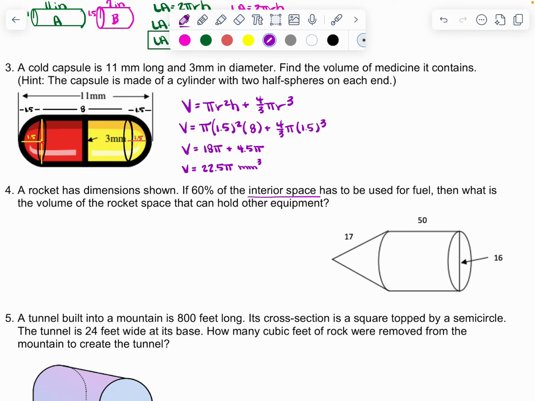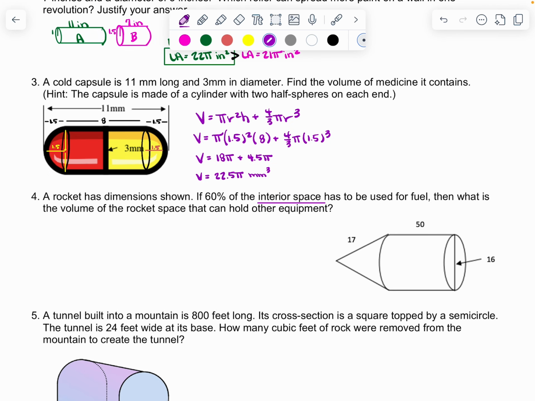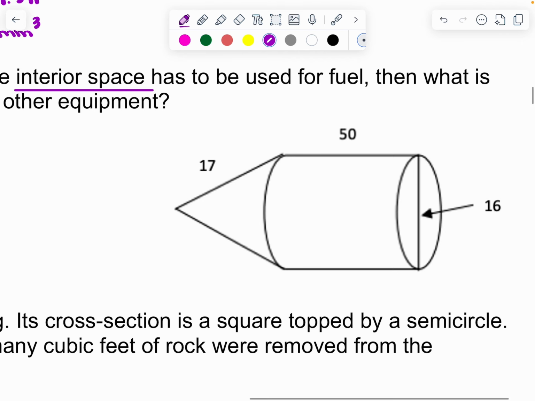All right, number 4, a rocket has dimensions shown. If 60% of the interior space, so we're clearly talking about volume, has to be used for fuel, then what is the volume of the rocket space that can hold other equipment? Well, if 60% has to be used for fuel, then obviously we're looking for 40% of the volume, because there's only 40% left in the rocket.